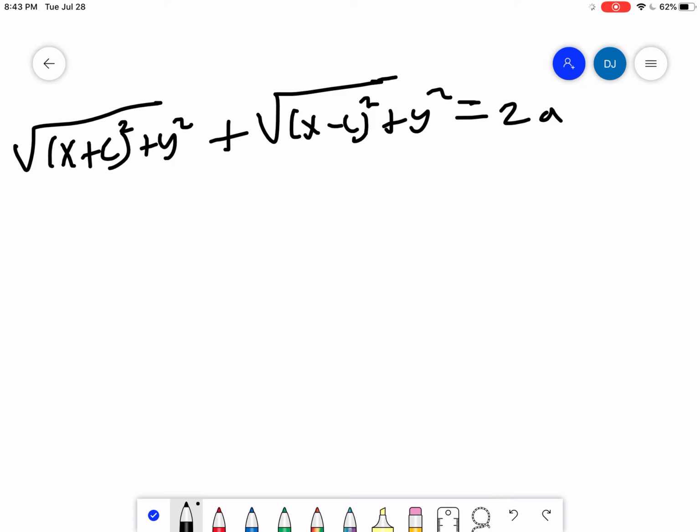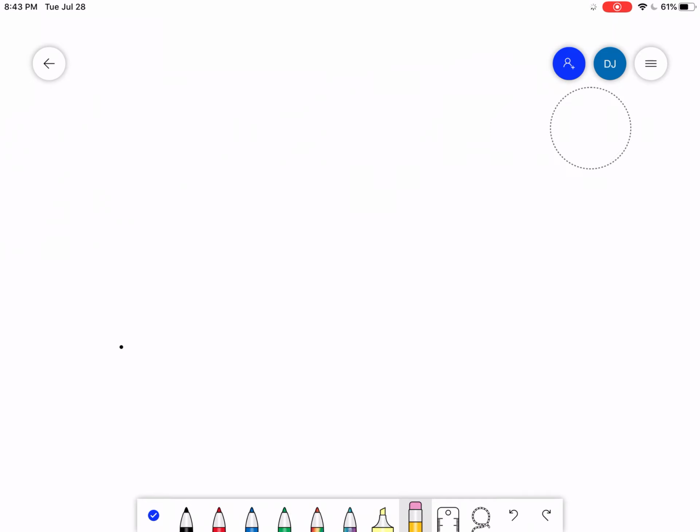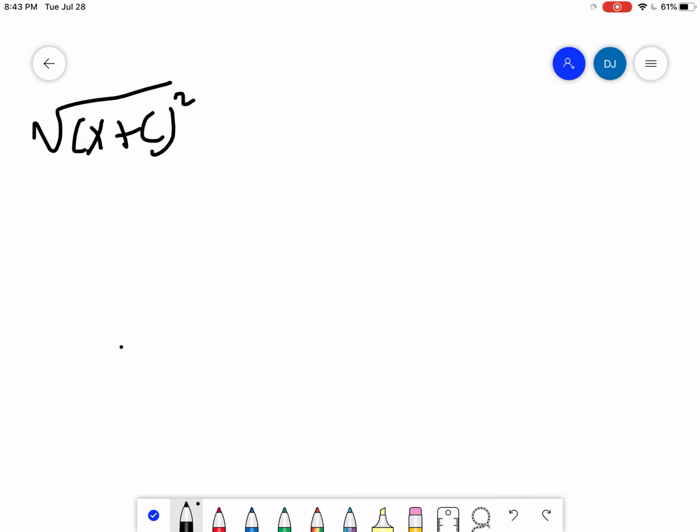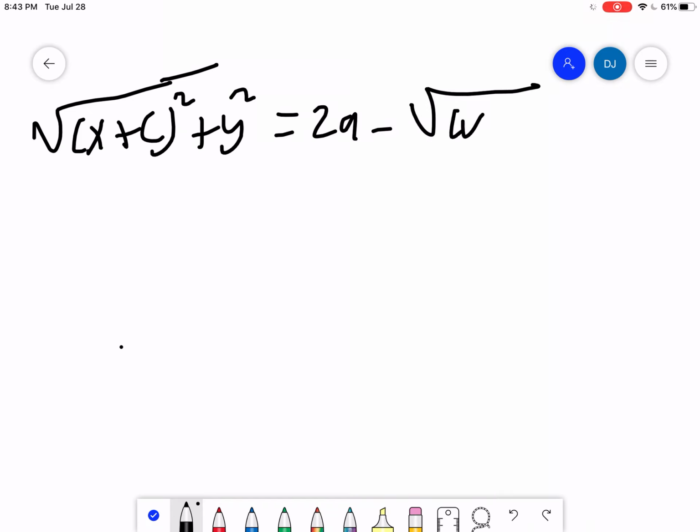So the first thing we're going to do is simplify. To simplify this, we're going to isolate one radical. If we isolate one radical, we get the square root of x plus c quantity squared plus y squared is equal to 2a minus the square root of x minus c quantity squared plus y squared.